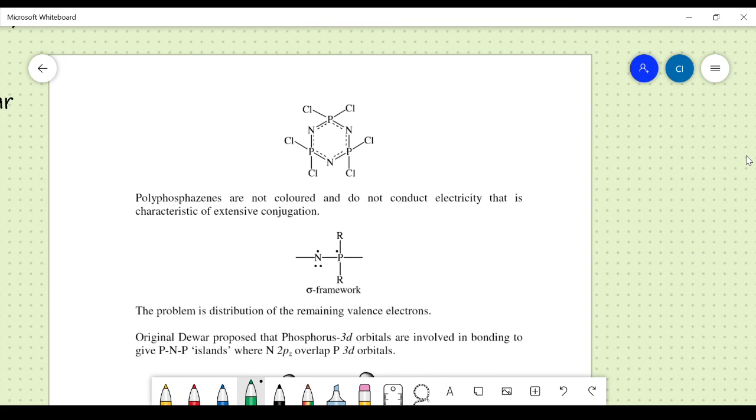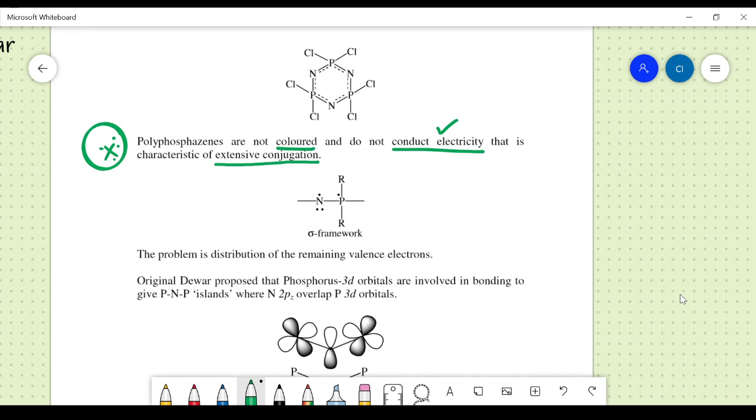Polyphosphazenes are not colored and do not conduct electricity. That is the characteristic of extensive conjugation. So this is a very important point there. They are not colored and do not conduct electricity. And again, a very essential point there. You can see that there is a sigma framework there.